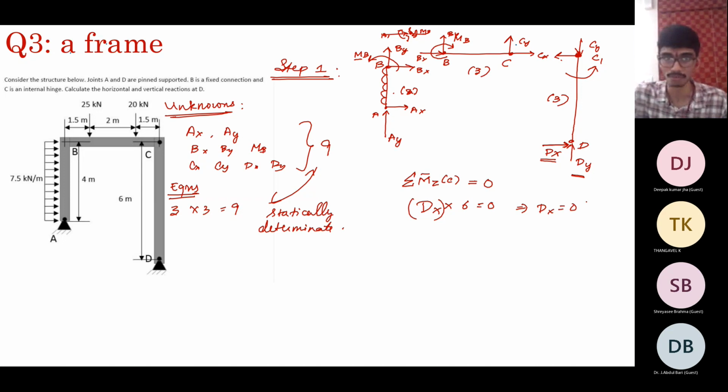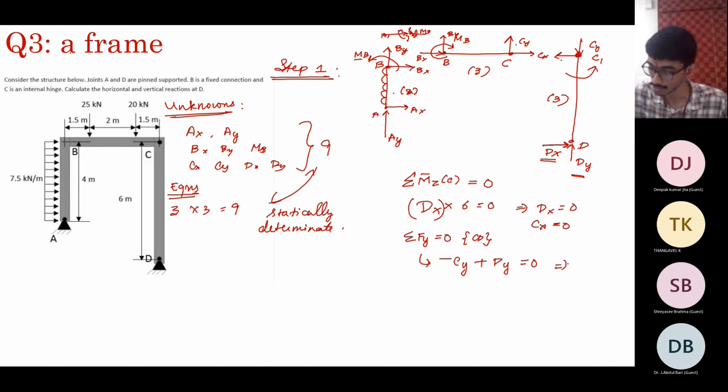So we have already solved one part of it. If dx is 0, what does it mean? Cx is also equal to 0. Now enforce sigma Fy equal to 0 for CD. In this case, what do you get? Cy minus Cy plus dy is equal to 0, which means Cy is equal to dy. Now this is done. Now consider this structure, right?